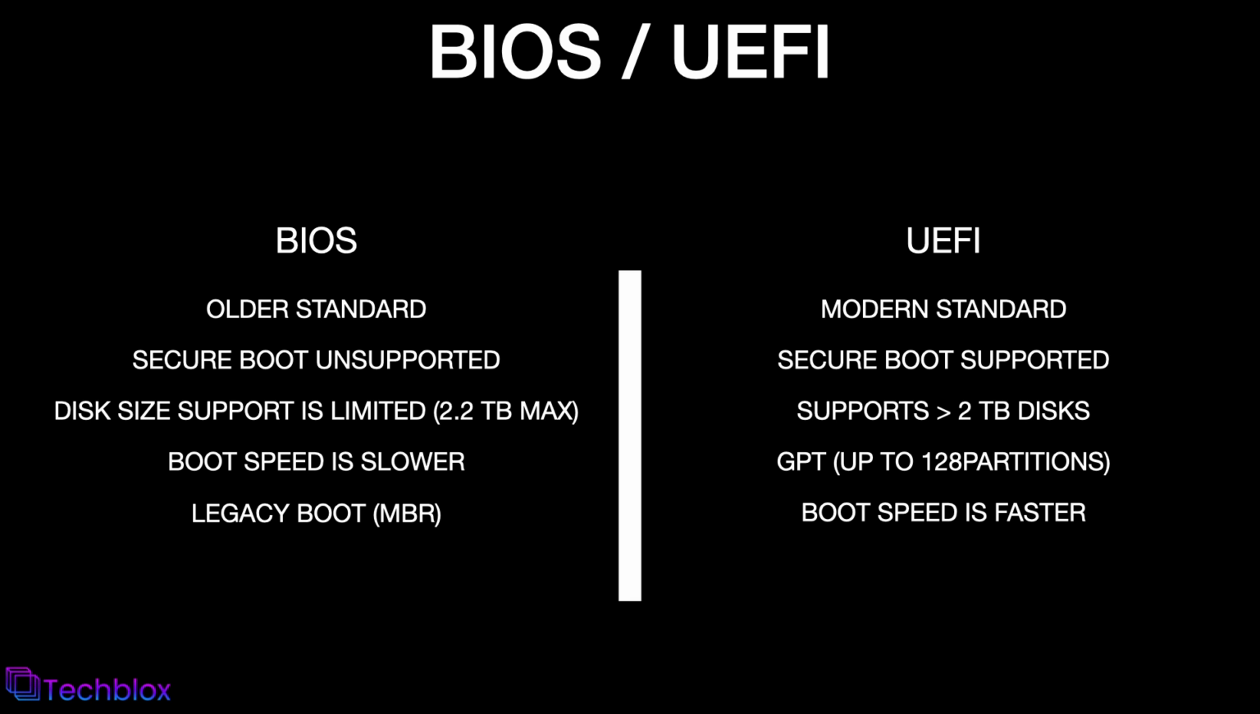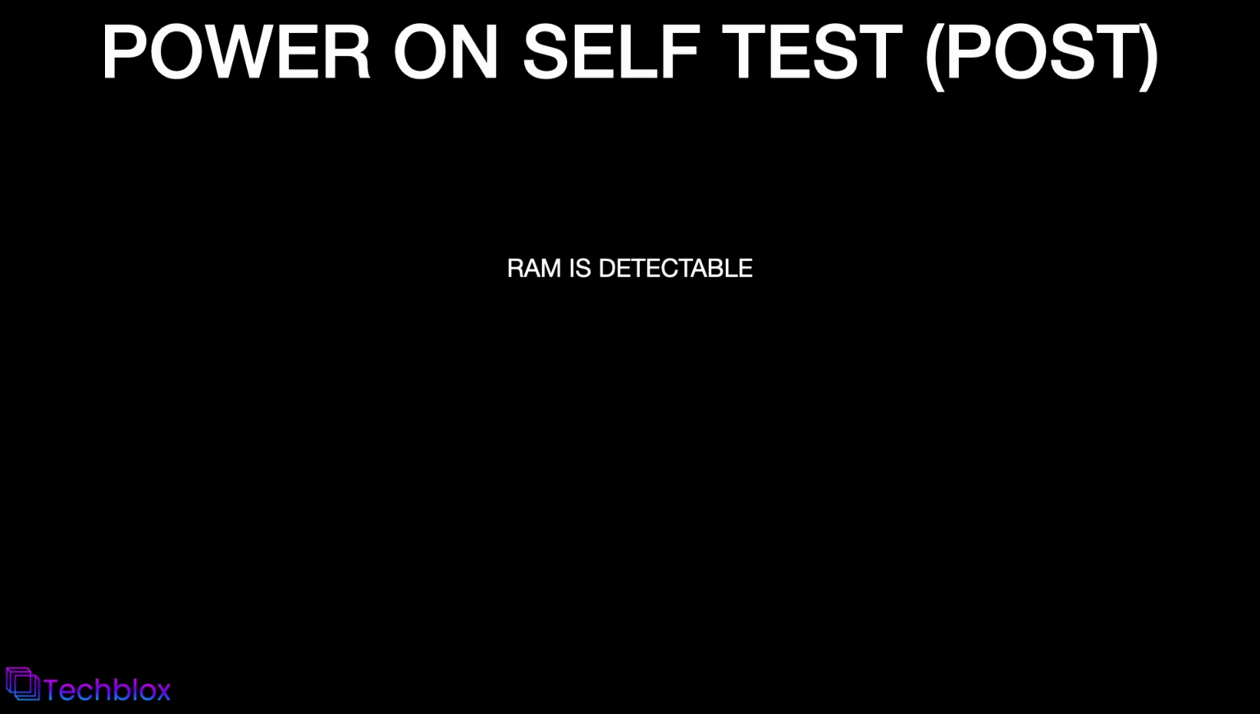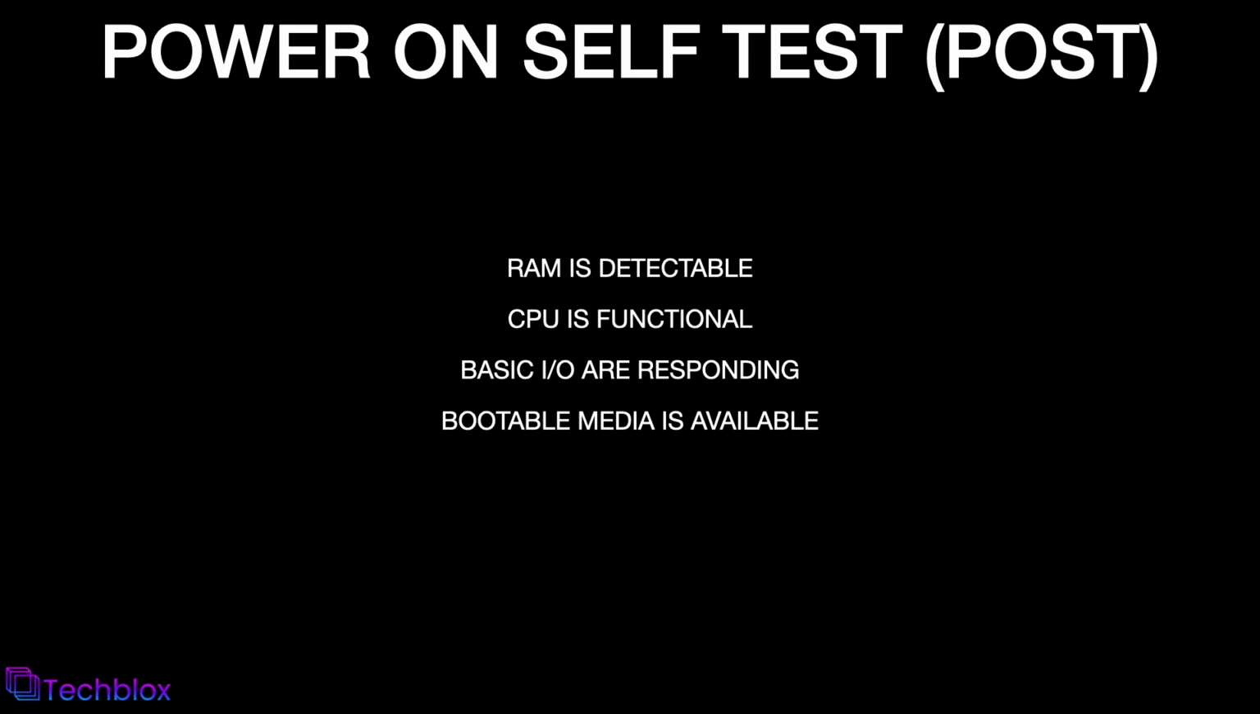Let's zoom in on a critical step that happens before anything loads from disk, the power on self test, also known as POST. When you hit the power button, the firmware runs POST. POST performs hardware checks to make sure everything essential is present and working: RAM is detectable, CPU is functional, keyboard and basic input outputs are responding, and bootable media is available. If something is wrong, like missing RAM or a dead keyboard, POST will halt the system and typically beep or flash an error code. However, if everything passes, control moves forward to the boot device selection.